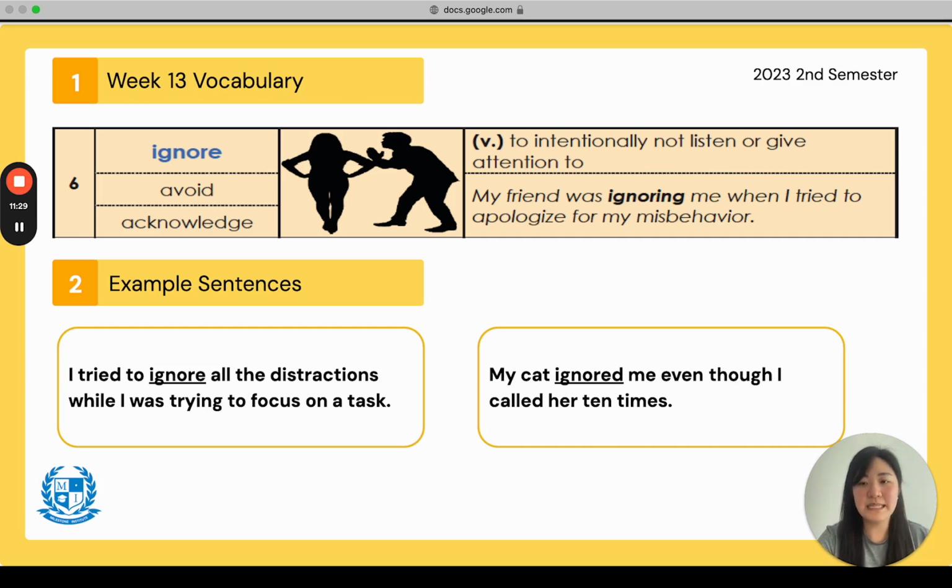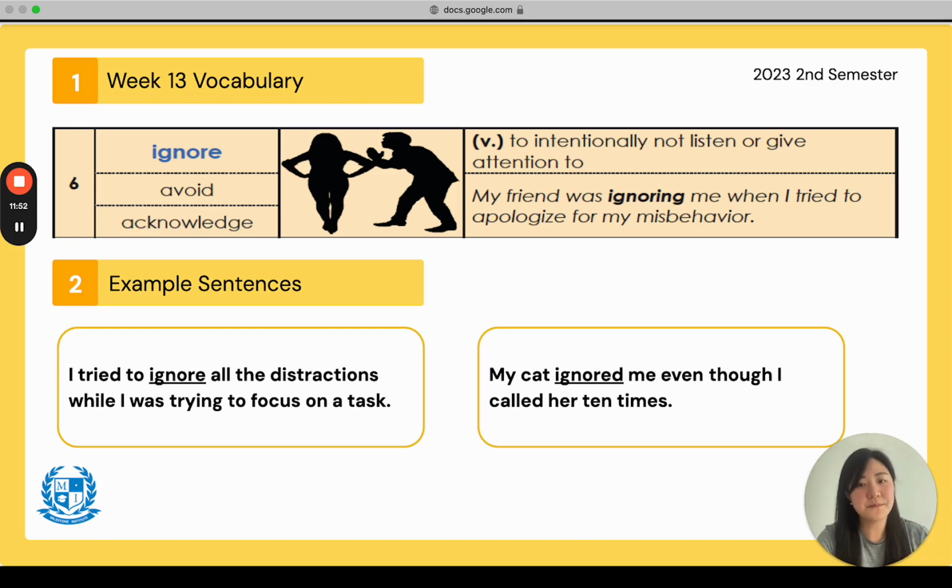At the bottom it says, I tried to ignore all the distractions while I was trying to focus on a task. So say that you heard a lot of noise outside from construction, a baby upstairs in your apartment was crying, and you try to ignore it. You try to shut it off, and you're trying not to pay attention to it so that you can instead focus on what you were doing.